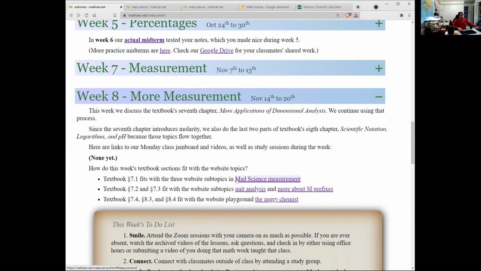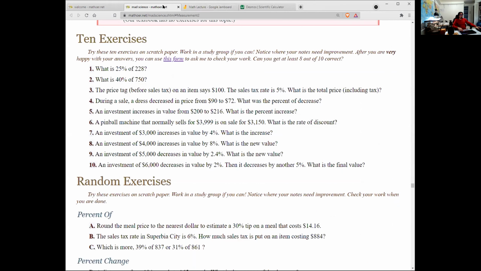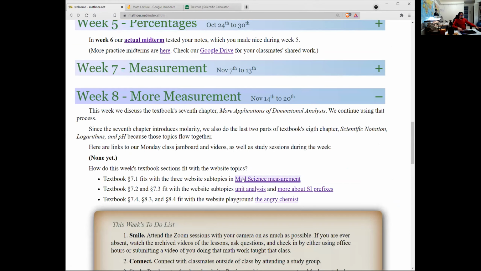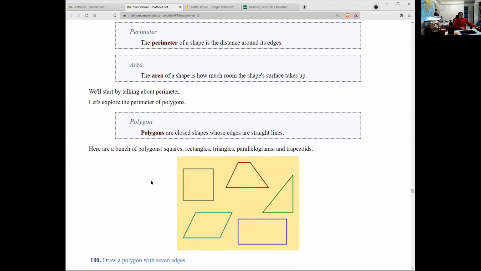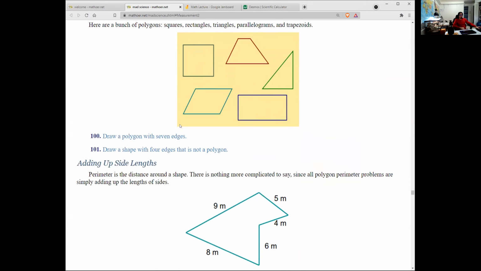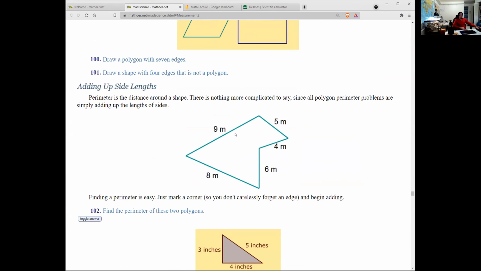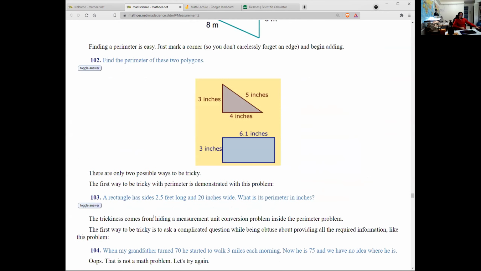I do want to briefly talk about the mad science measurement, just in case you care. Let's see what that is. Okay, so if you want to do all 10 problems, then it's going to ask you to know about perimeter and area and what a polygon is. There's a bunch of polygons. Perimeter is walking around the edges, adding things up.